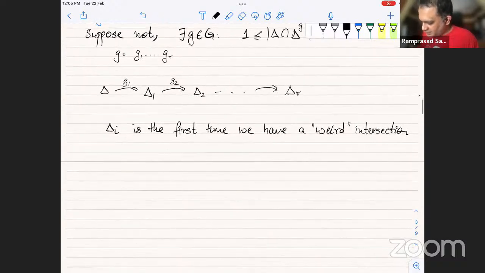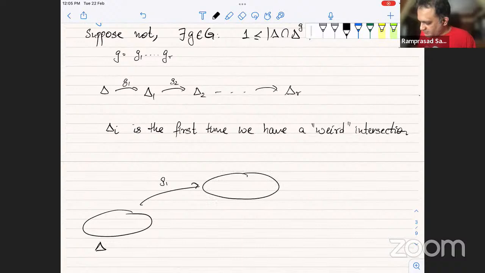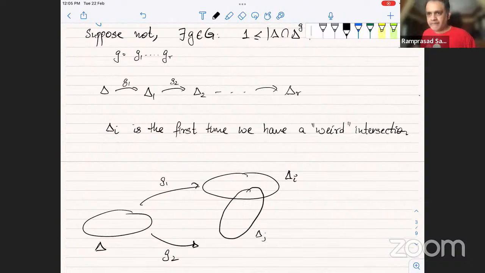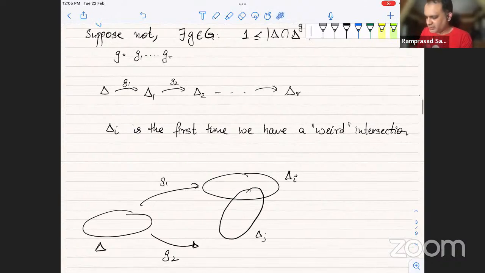Okay, so what's the mental picture? This is going to be what my delta is. I applied some group element, some g1, and ended up with some delta I in this case. But had I applied a different group element g2, I seem to be ending up with something that looks like this. And I want to claim that there is no way I would have outputted this delta. I would have outputted something else.